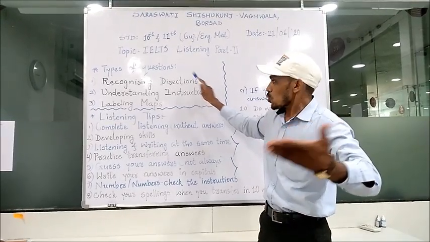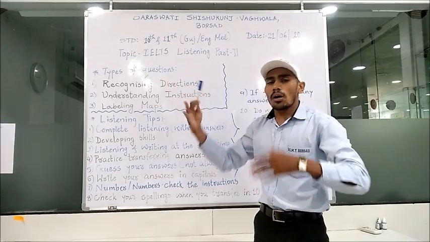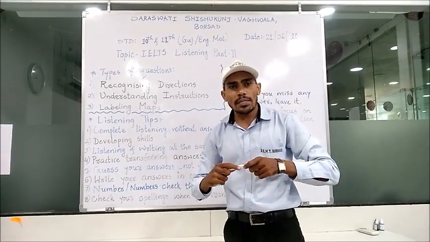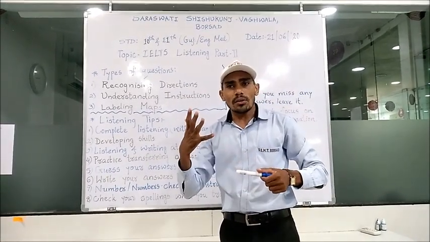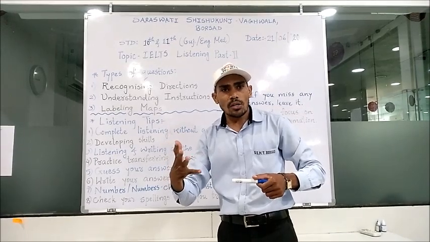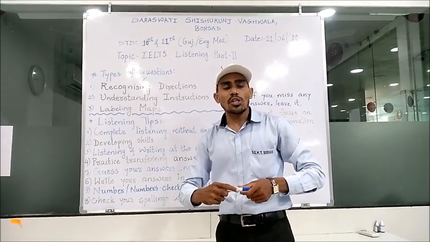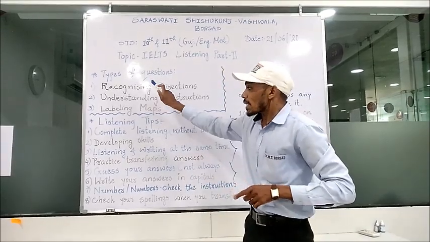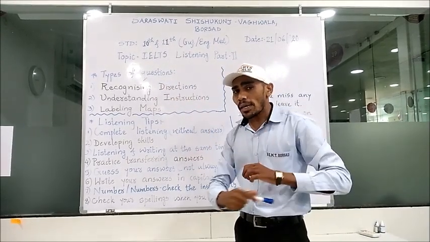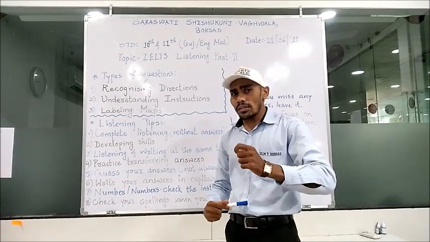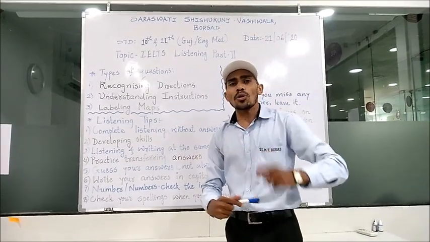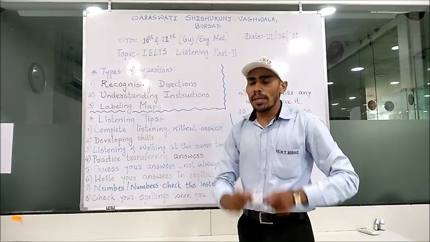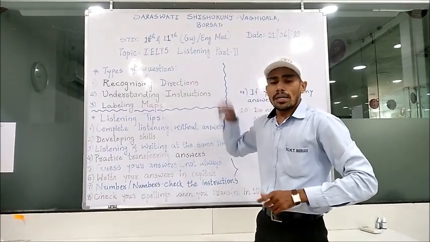So recognizing directions, a conversation you are going to have in listening part 2, where you need to follow the instructions. Through instructions, you need to reach a particular destination, and for that you need to recognize directions. But how can you get it? If you listen very attentively, then only you can find a particular place or recognize directions.